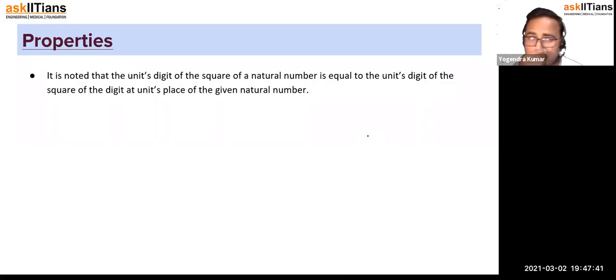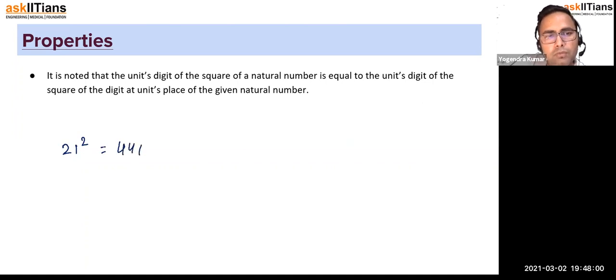Okay, let's see this. It is noted that the unit digit of the square of a natural number is equal to the unit digit of the square of the digit at the unit place. Okay, it is a long sentence. I know you might be confused here. Let me take some examples. 21 square is what? 441. What is the unit place digit here? 1 square, the unit place digit is 1. So the unit digit is 1, right?